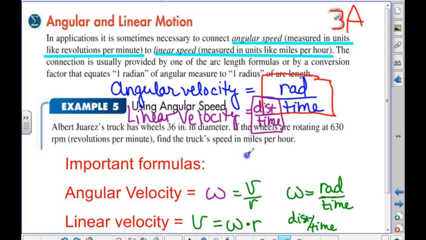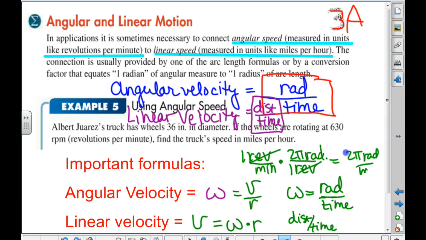One more really important conversion is that one revolution, or revolution per minute, RPM, is not an angular velocity until we change it to radians, guys. One revolution is how many radians? Right, 2 pi. Does that make sense to everybody? All the way around the unit circle is 2 pi? Okay. So we're going to have to do a lot of this, converting revolutions per minute to 2 pi radians per minute.